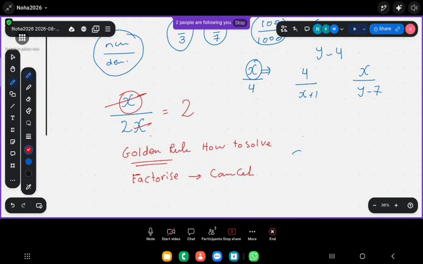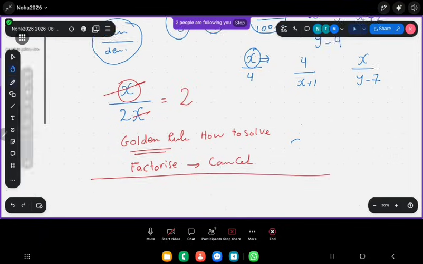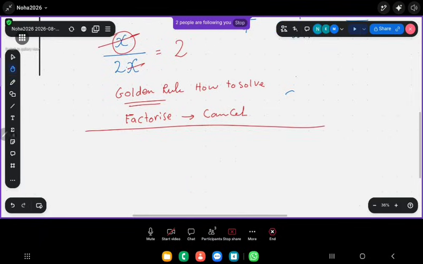So always factorize first if you can. If you can't, ask yourself, is there any common factor? If there is, okay, I can do it here. Cancel them together and you will finish your question. Did you get it? Okay, let's take an example to apply our golden rule here.